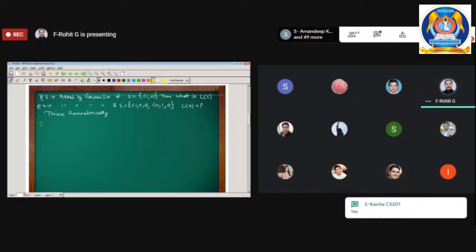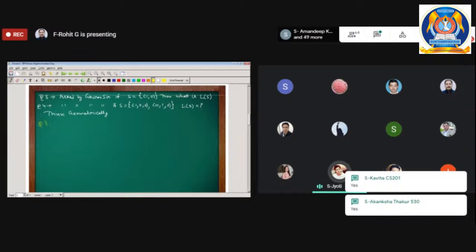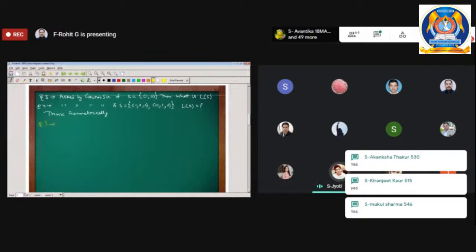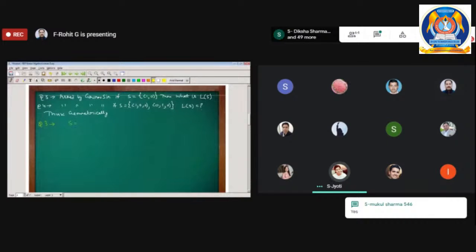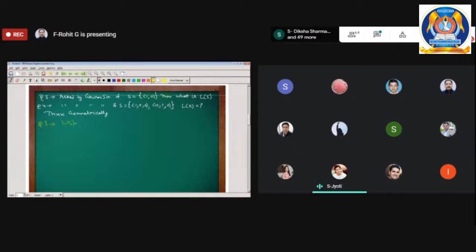Yes, sir. For question number 3, as S is (1, 0), the linear span of S will be the x-axis, or we can write it as R, the set of real numbers. The points on the x-axis, because we are talking in R square, so that will be the x-axis. Linear span will be the x-axis of (1, 0). But the x-axis will also contain real numbers, so we can write it as R.